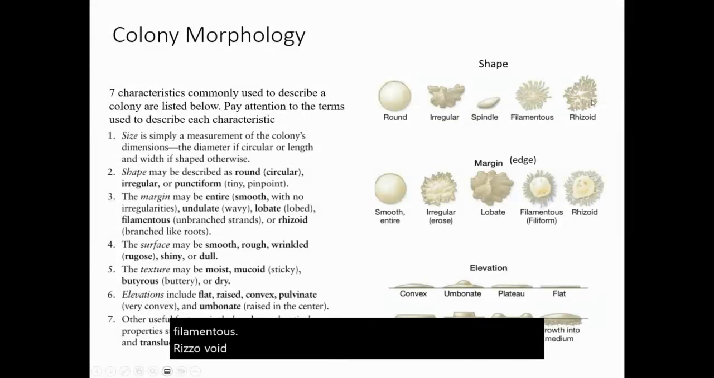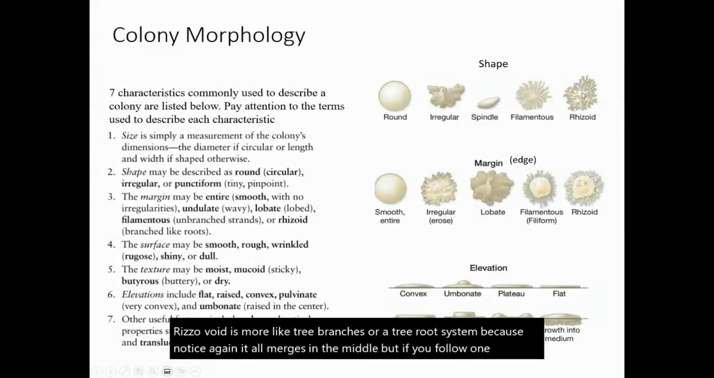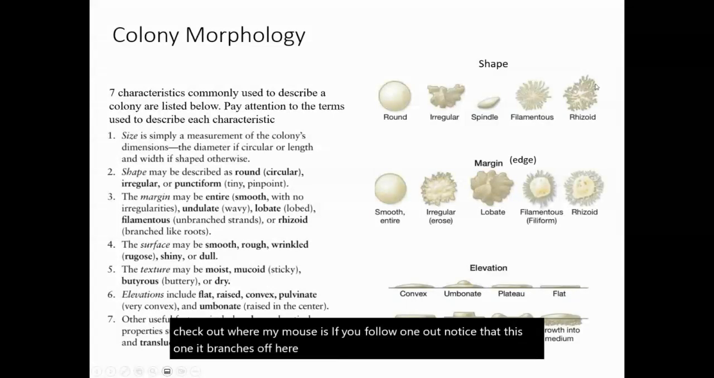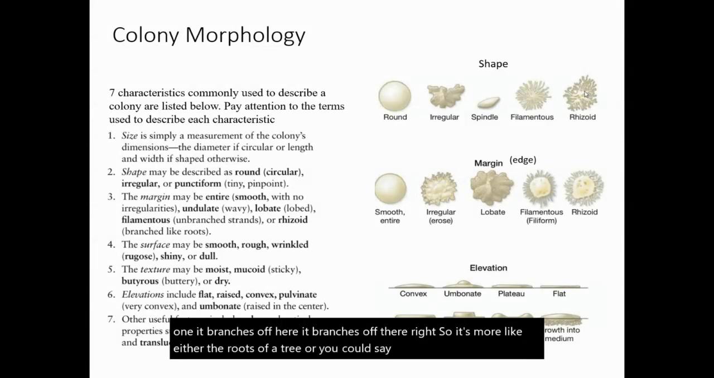Rhizoid is more like tree branches or a tree root system. Because notice, again, it all merges in the middle. But if you follow one out, check out where my mouse is. If you follow one out, notice that this one, it branches off here, it branches off there, there, there, there. Right? So it's more like either the roots of a tree or you could say the branches of a tree.